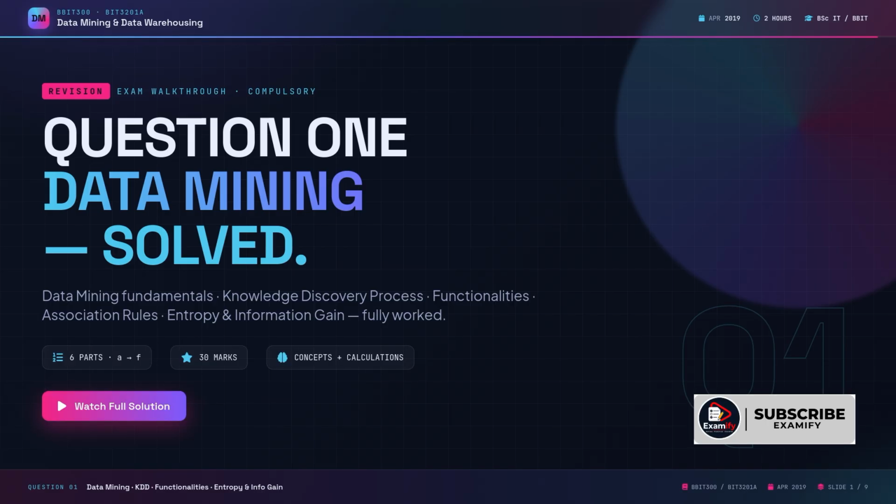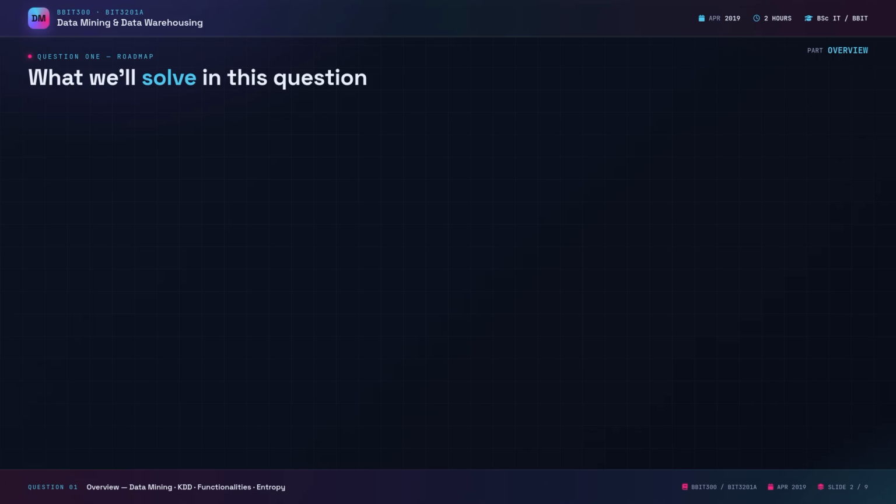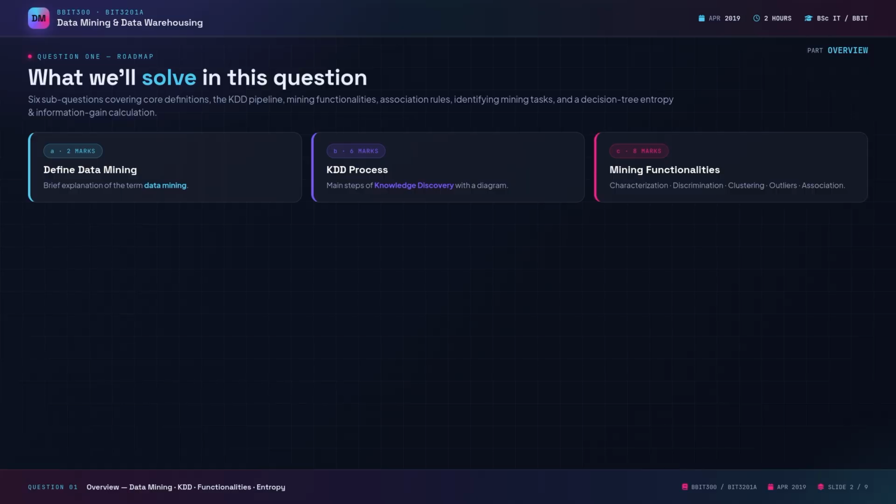Let's get into it. Before we dive in, let's look at the roadmap. Question 1 has 6 sub-questions. Part A worth 2 marks asks you to define data mining. Part B worth 6 marks asks you to describe the knowledge discovery process with a diagram. Part C worth 8 marks covers 4 data mining functionalities: characterization and discrimination, clustering, outlier analysis, and association. Part D worth 2 marks asks you to explain the association rule with an example.